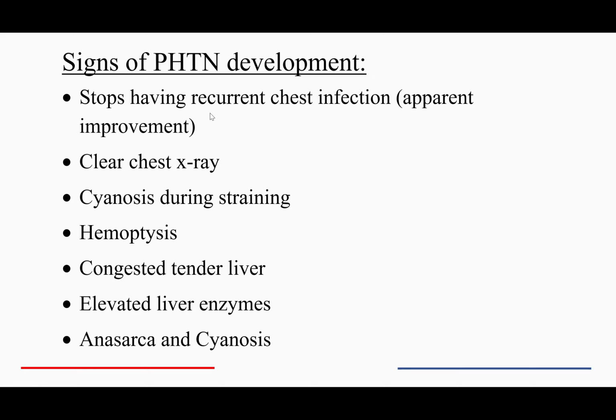The chest X-ray becomes clear with no congestion. Cyanosis with straining: even if the patient apparently gets better, with crying he may get bluer. So cyanosis with straining or crying. Hemoptysis develops in late or severe pulmonary hypertension, congested tender liver, elevated liver enzymes, and then anasarca and cyanosis with Eisenmenger syndrome.